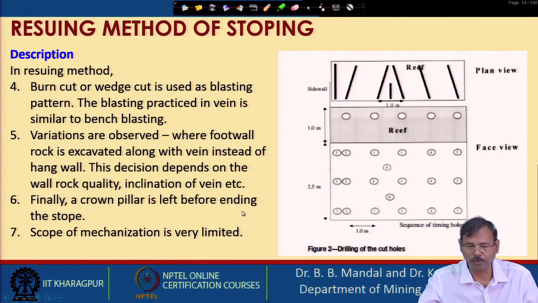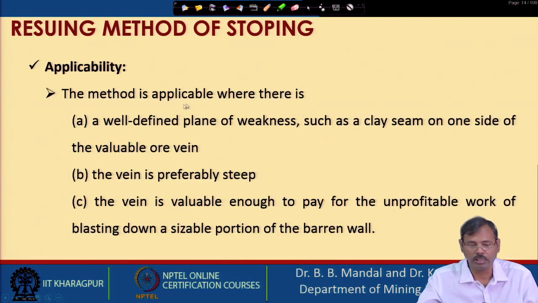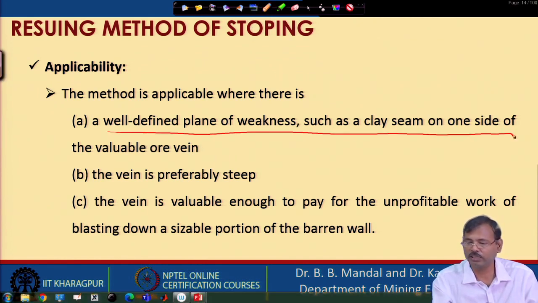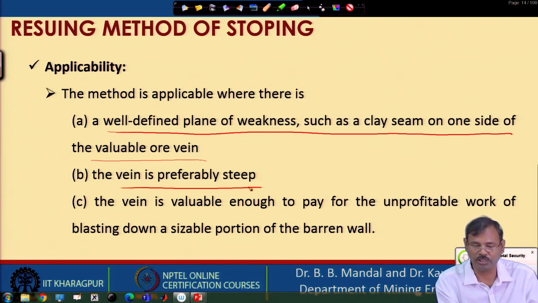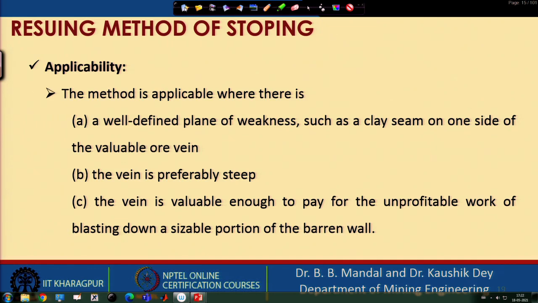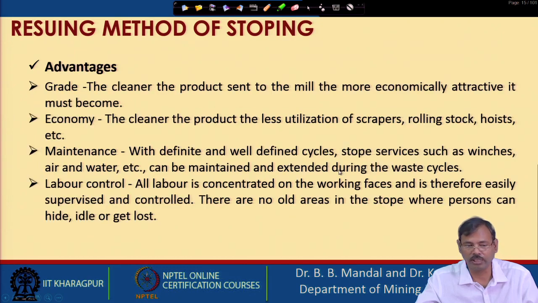These are the practices, burn cut. These are the different cost analyses. As it is a South African case study, you can see it is given in rand per ton. And this is the applicability: a well defined plane of weakness such as a clay seam should be there on one side of the vein. The vein is preferably steep, and the vein is valuable enough to pay for the unprofitable blasting carried out for the waste rocks and also for the dilution.